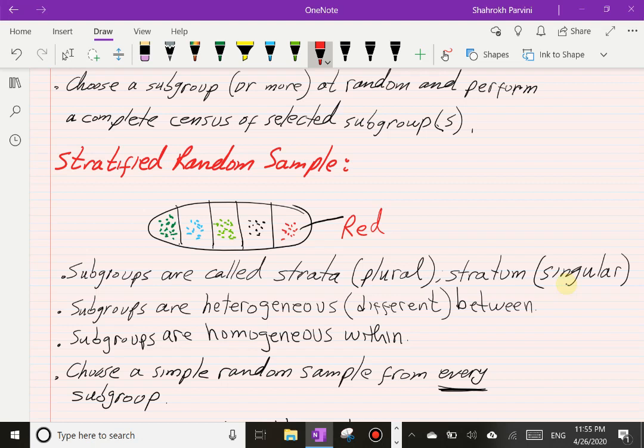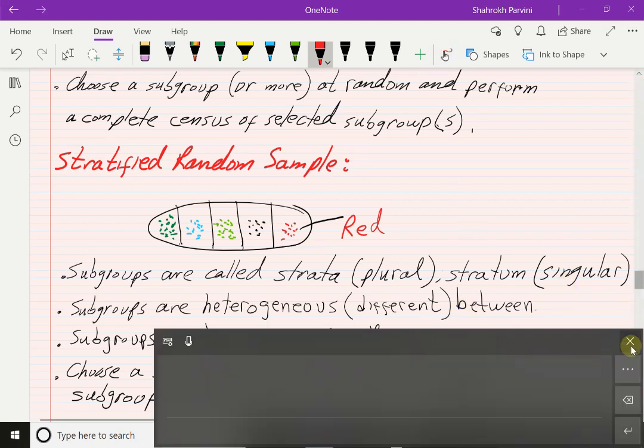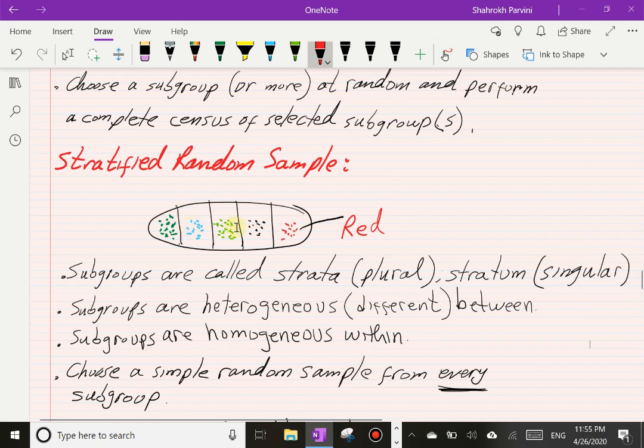Okay, so first, the vocabulary of this, the subgroups, we call them strata. So in this partitioning of the population that I've done, I count from left to right, 1, 2, 3, 4, 5. So there are 5 strata in this population. I have 1, 2, 3, 4, 5. So I've divided the population into 5 strata. And then, for example, the one that's in red, this is a stratum number 5, if I count from left to right. So a single subgroup, it's a stratum, the singular word.